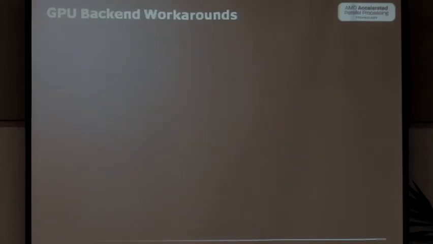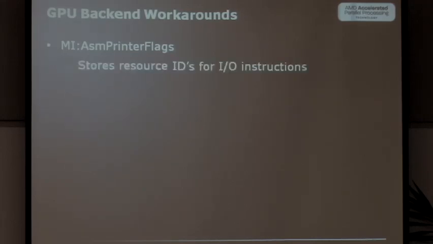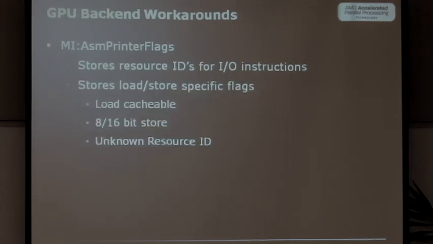So some of the other workarounds deal with the issue of, say, the resource ID. I actually just found this recently, but the ASM printer flags are very useful for one fact: I can store information in the instruction that is specific to the target, to the backend. But the comments say don't put semantic information there, but I need some way to store this information. So I store the resource IDs for all I/O instructions there. I also store load and store specific flags in these instructions, like is this load a cacheable load? There's no way for me to store that information outside of these flags that I've been able to find. Is this an 8 or 16-bit store?